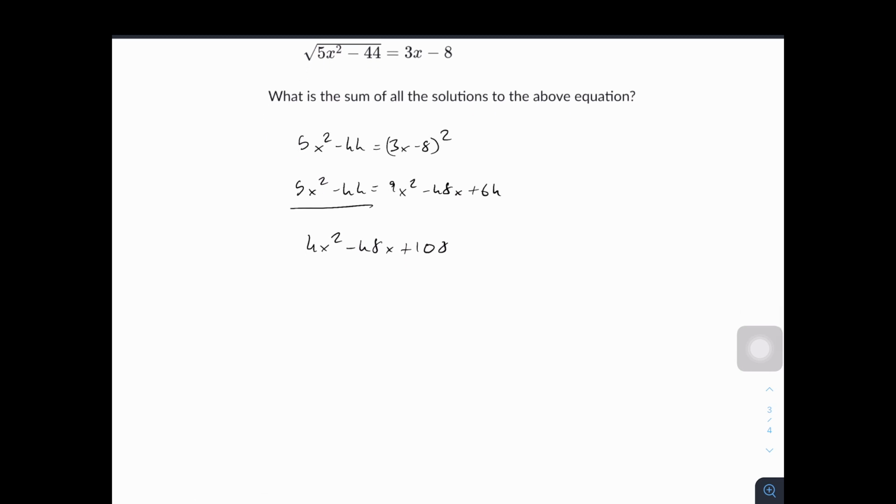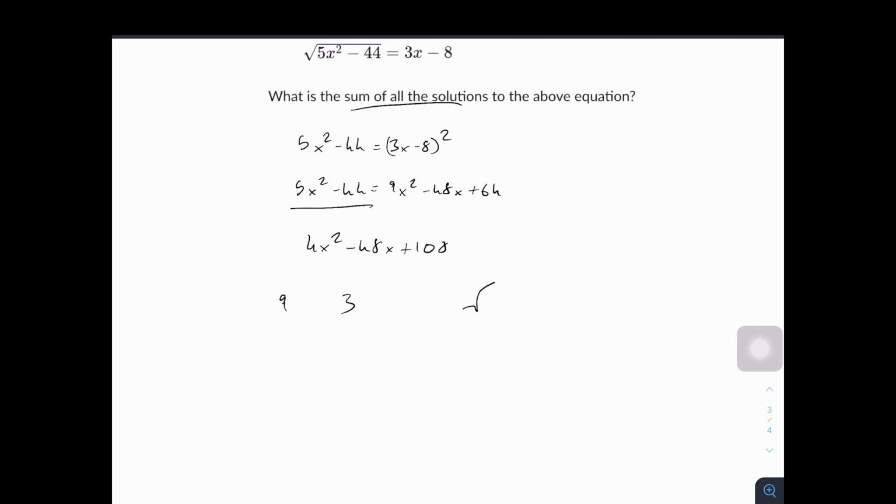Now, I just put this into the quadratic equation and put it into my calculator to get the two solutions as 9 and 3. And what it's asking us to do is find the sum of all solutions, but we need to check if these solutions are valid. So let's do that.